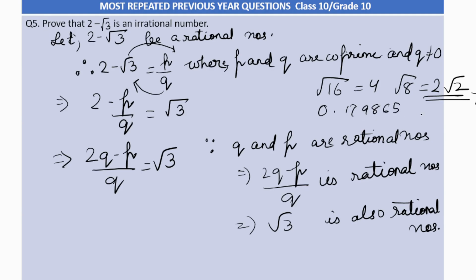like 0.17986, and random numbers are coming. Non-terminating and non-repeating decimals are also irrational numbers. So here what we got, 2q minus p by q is a rational number because p and q are rational numbers. But we also got root 3, that means the right hand side root 3 is also a rational number. But is root 3 a rational number? No. According to the definition of irrational numbers, we know root 3 is irrational.